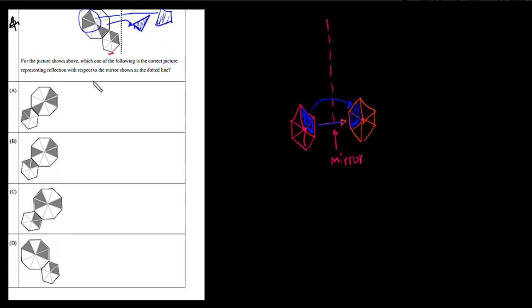So now look at the options. You can easily see option A is the correct reflection of this image because here this small hexagon is exactly identical to this one as I have drawn, and the larger one in this way. So I can say option A is the correct reflection of this left hand side figure with respect to this mirror here in the dotted line.